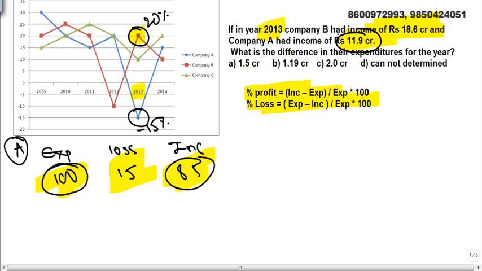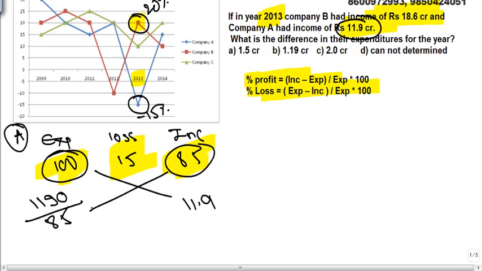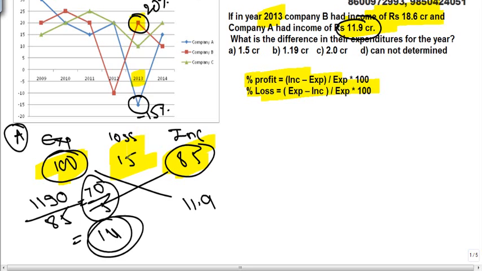A's income is given, 11.9. So expenditure will be 1190 upon 85. Please check it here. We can solve it. 17 5s are 85. This is nothing but 70 by 5, 14 crores. I repeat, A had a loss of 15%, expenditure 100, loss 15, income given. So what is A's expenditure?